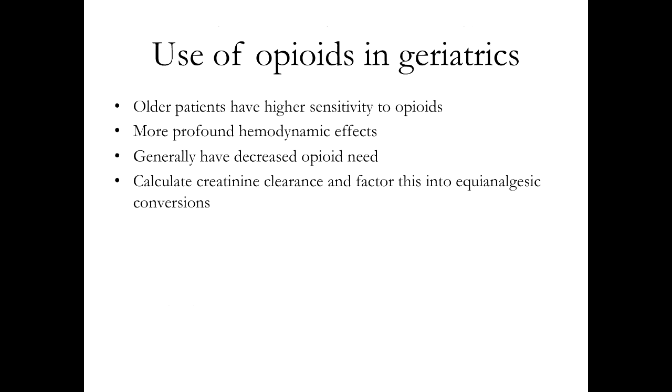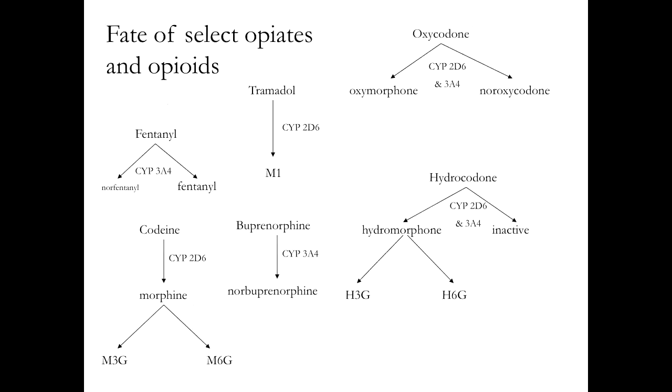Older folks or older adults are equally sensitive to opioids as young children are. They have a much higher sensitivity. The actual changes in blood pressure and heart rate can be more pronounced the older you become. And you also typically need less opioid to get the same effect as we get older. The thing that needs to be taken into consideration is when we're doing these equal analgesic conversions that I'll show you how to do later, you really need to figure out what the creatinine clearance for these folks is as well.